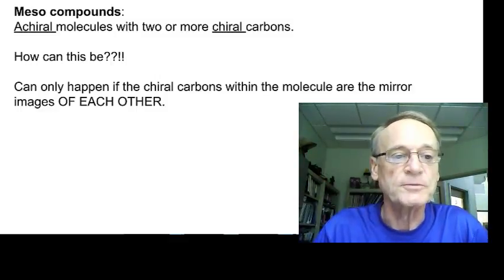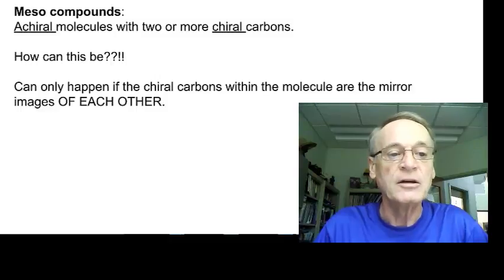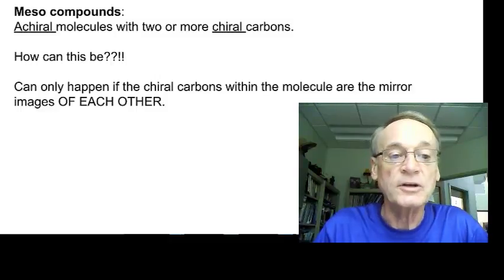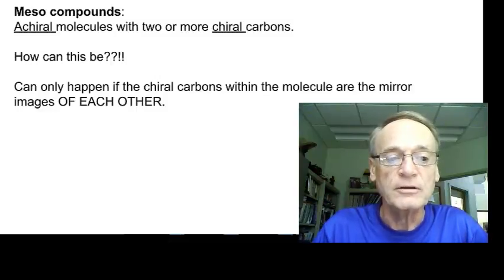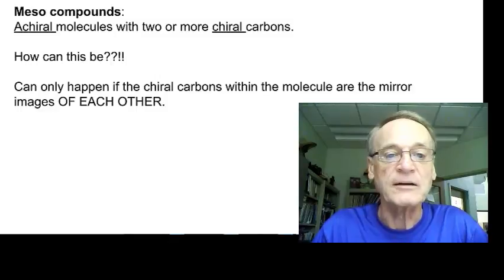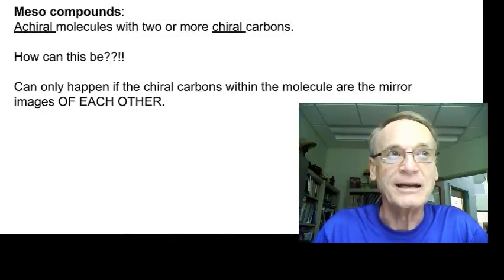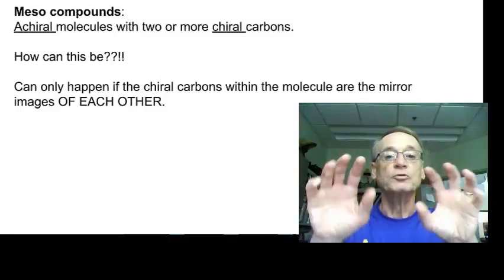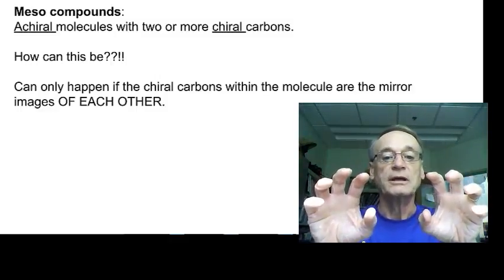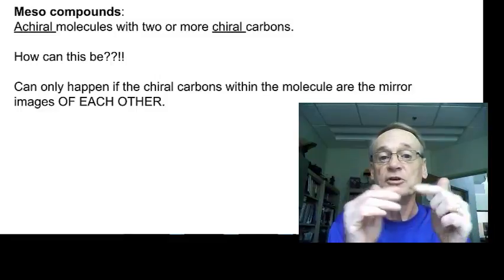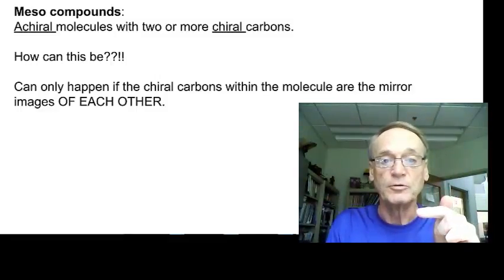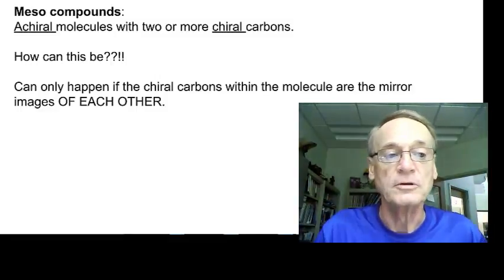Very specific definition. A meso compound is an achiral molecule, so in other words, it does have a plane of symmetry somewhere in it, so that it's not chiral, and yet it has chiral carbons within it. What? How can that be? How can you have chiral carbons in a molecule and yet have the molecule not chiral? Well, the answer is if you have two chiral carbons in the molecule and both of them are mirror images of each other, then there's a plane of symmetry between them, and so therefore the whole molecule is not chiral.